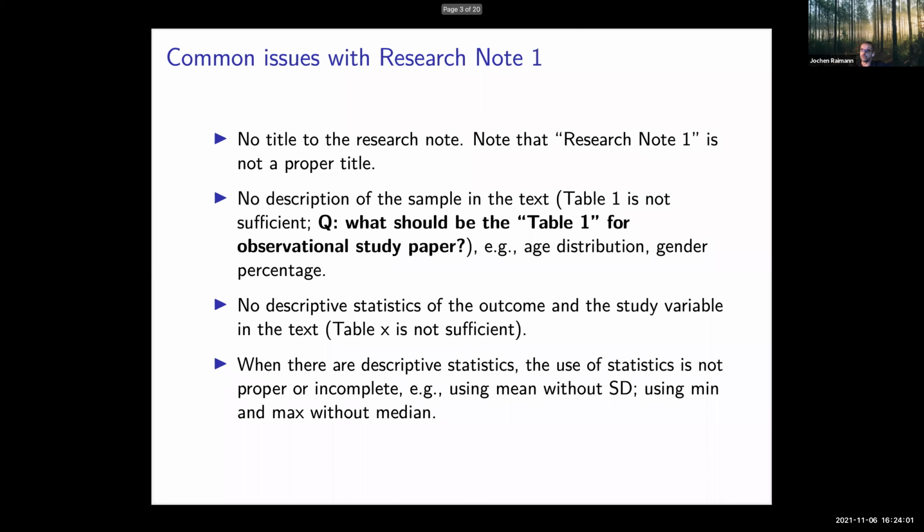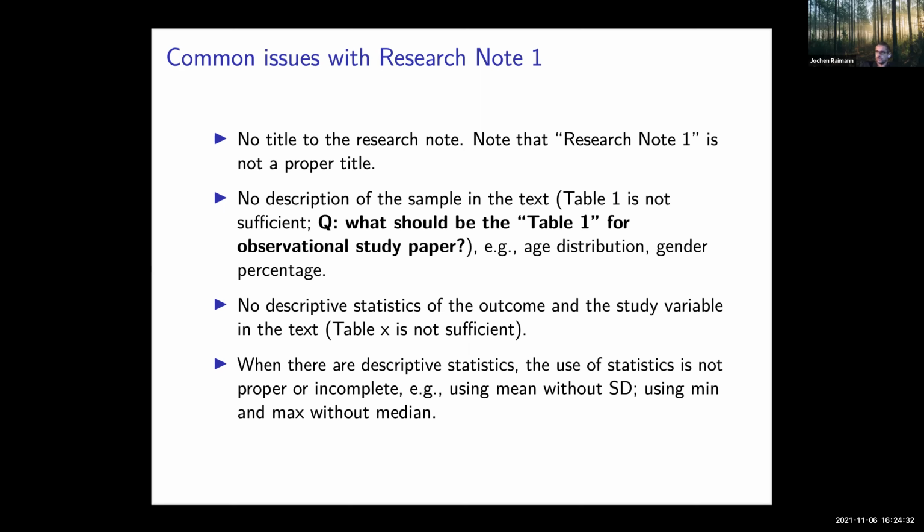Okay, so some issues and some notes on research note 1. One of the problems that were quite common, and these are observations that I'm sharing with Professor Sang: many did not have a title on the research note, and "research note 1" is not a proper title. It should have a title. There should be a description of the sample in the text. So table 1 alone is not sufficient.